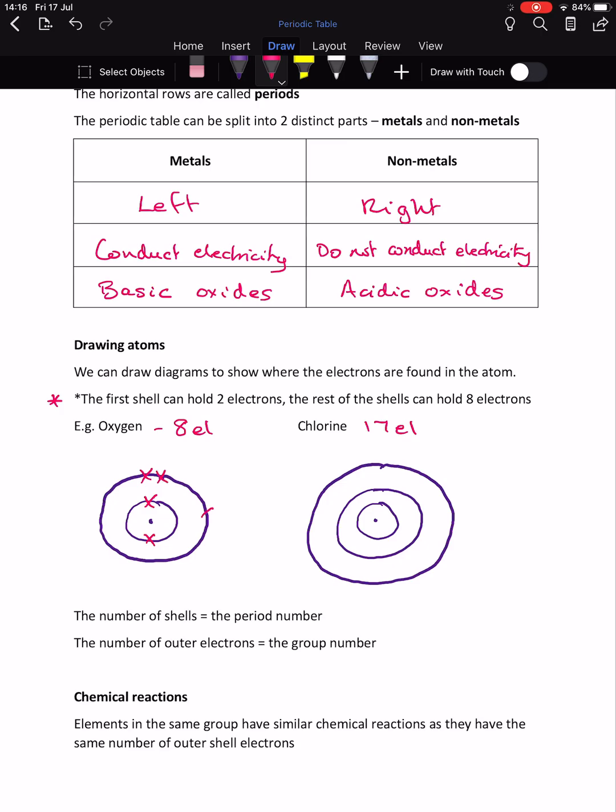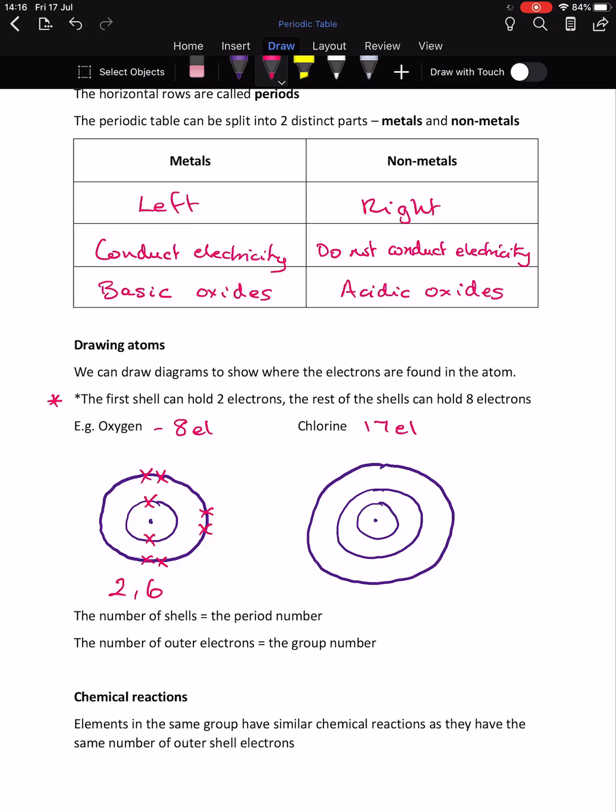1, 2, 3, 4, 5, 6. We can write what's called an electronic configuration to tell a person where the electrons are found. And for oxygen, that looks like this: 2, 6, meaning there are 2 electrons in the first shell and 6 in the outer shell.